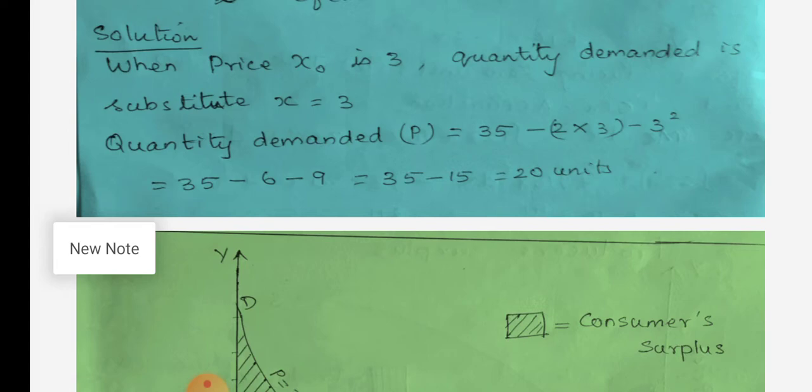When you simplify that, you get 35 minus 2 3s are 6 minus 3 into 3, it is 9. So when you simplify that, 35 minus 6 minus 3, you get 35 minus 15, which is 20 units, which means when the price is 3, the quantity demanded is 20.